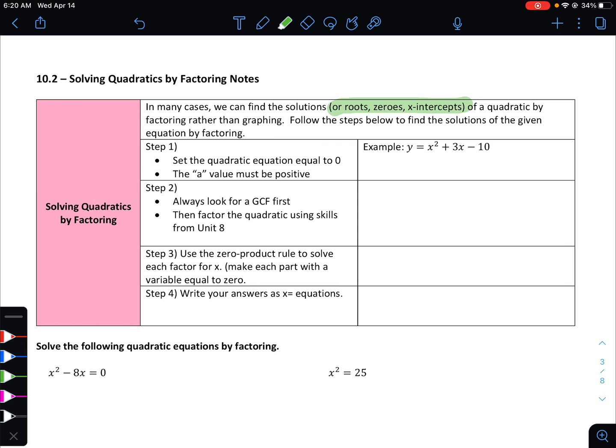of by graphing. Now remember, we have not taken a look at graphing this year, and that would have been Unit 9, and we kind of skipped over that. So this is going to be kind of our first way that we'll actually have seen to help us find solutions. So these are going to be our steps below, which can help us to find solutions to a quadratic equation. So step number 1 is make sure that the equation is set equal to 0, and make sure that the a value is positive.